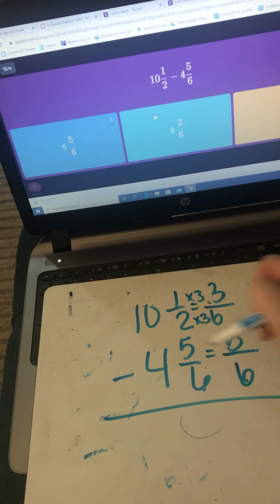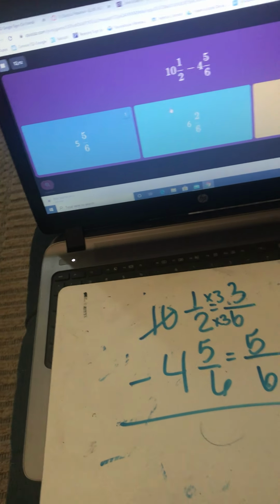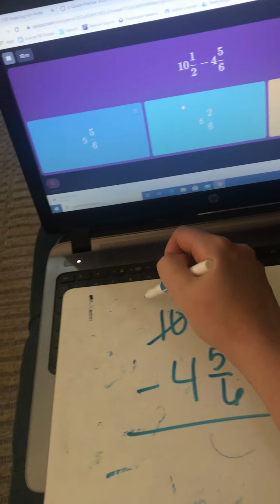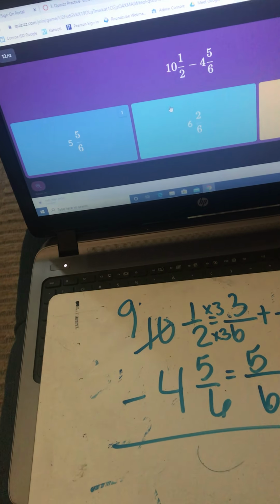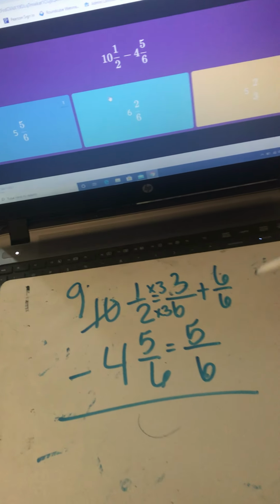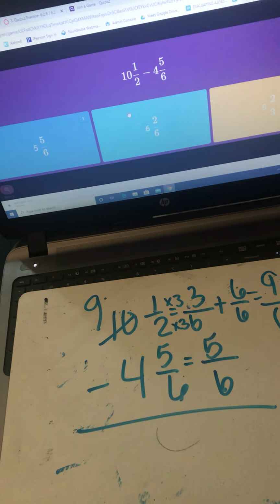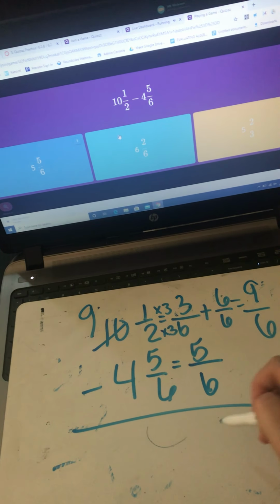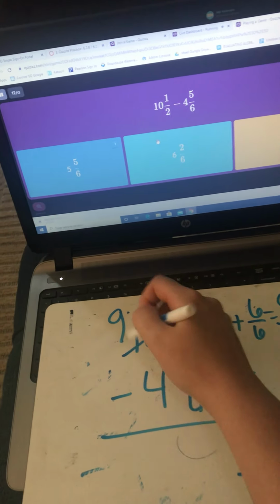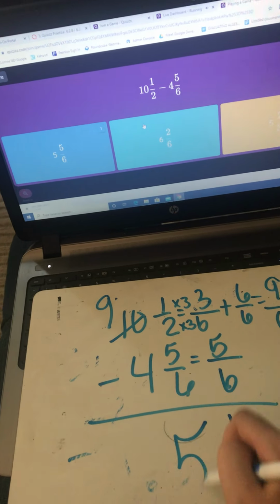Unfortunately, I cannot do 3 minus 5, so I need to regroup. I'm going to take a whole away from 10 to make a 9. I'm going to regroup my whole, which is a fraction equivalent to a whole, 6/6. Add those together to get 9/6. Now I can subtract 9/6 minus 5/6 to get 4/6. And 9 minus 4 is 5.